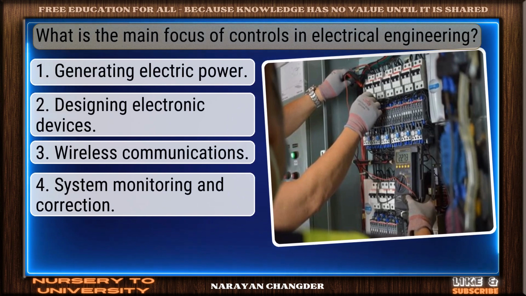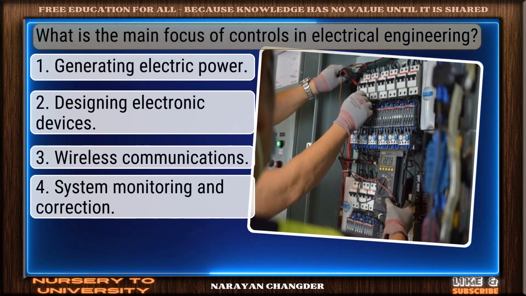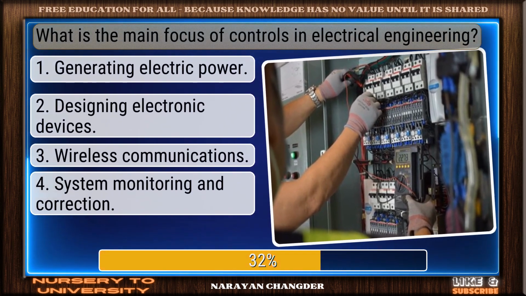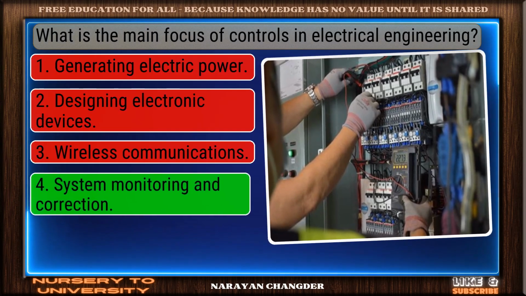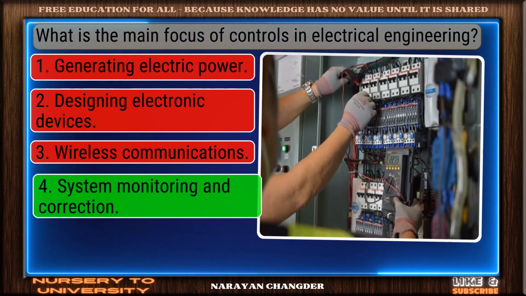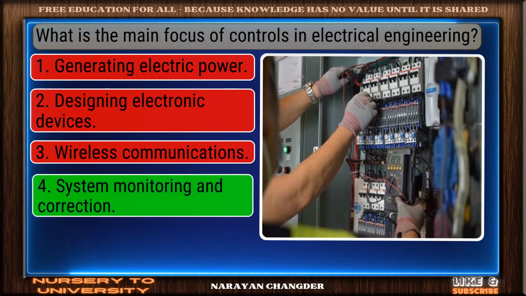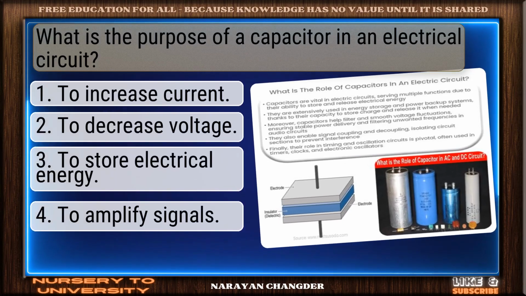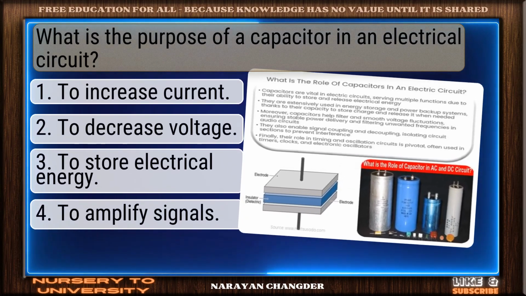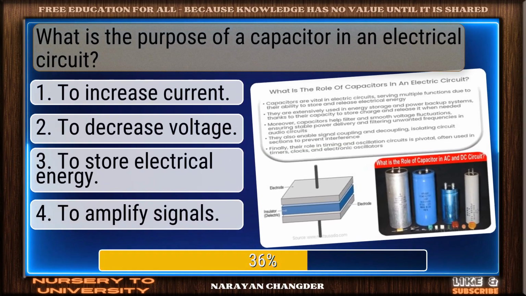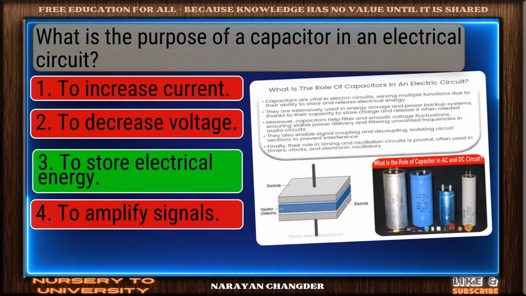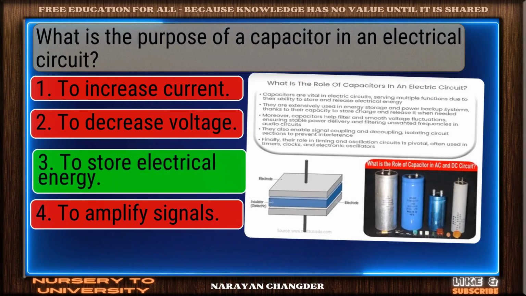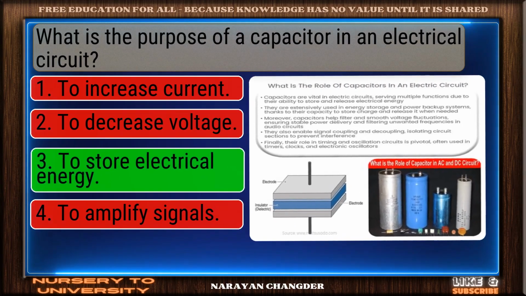What is the main focus of controls in electrical engineering? Excellent choice. System monitoring and correction is the right answer. What is the purpose of a capacitor in an electrical circuit? Smart pick. To store electrical energy is the correct choice.